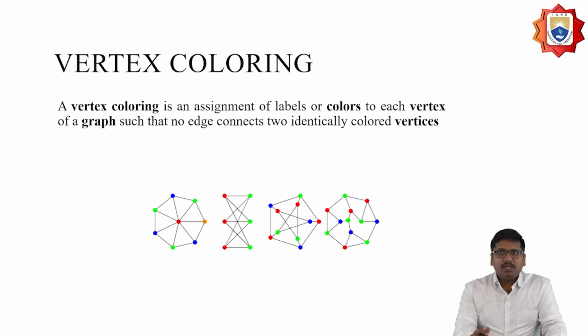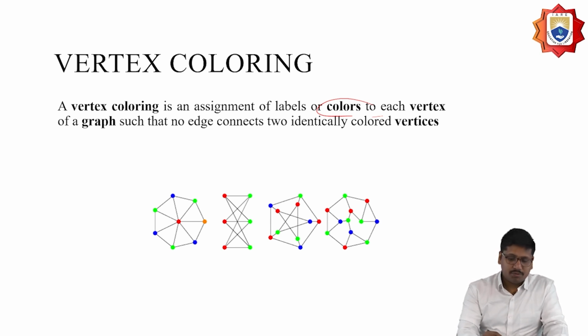And vertex coloring is nothing but assignment of labels and colors such that no two adjacent vertices coincide with each other at the same time. The chromatic number of the graph should be less than or equal to 4.